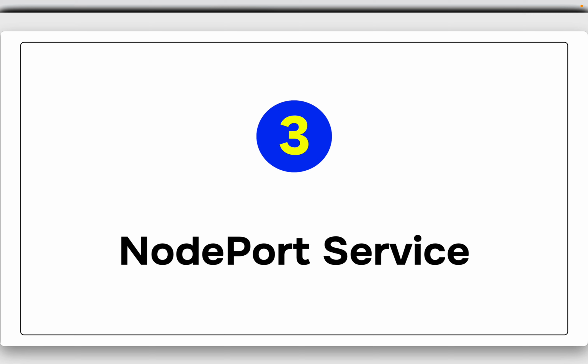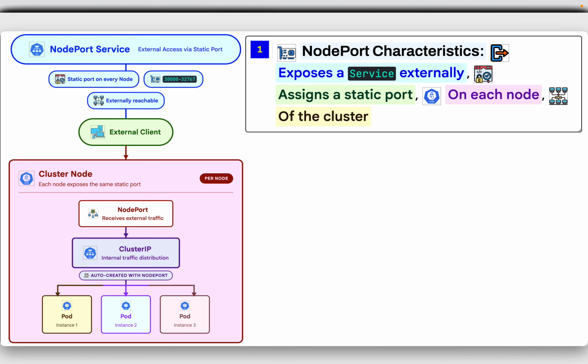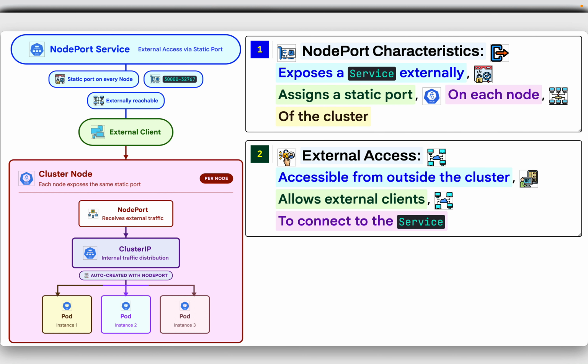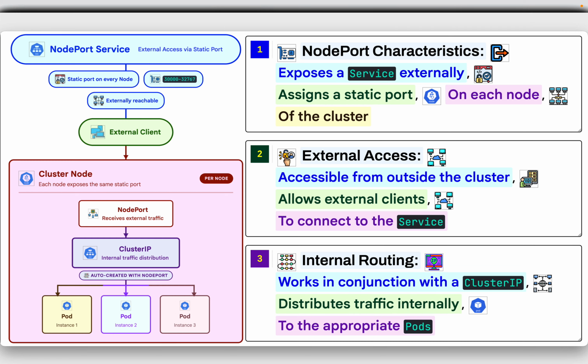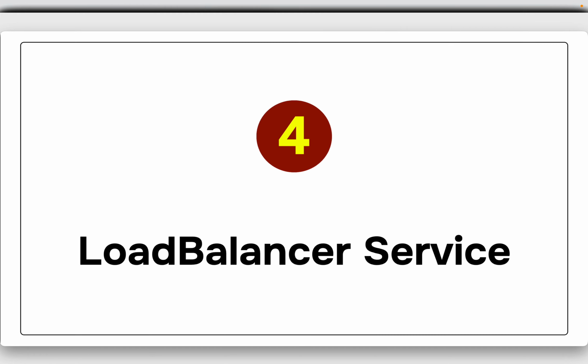Third topic, node port service. Node port services are used to expose a service externally by assigning a static port on each node of the cluster. The static port is accessible from outside the cluster, and this allows external clients to connect to the service. Node port works in conjunction with a cluster IP, which distributes traffic internally to the appropriate pods.